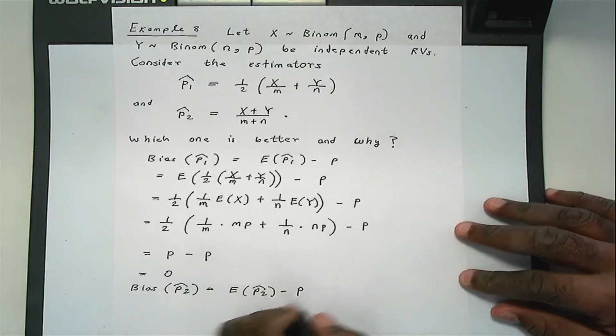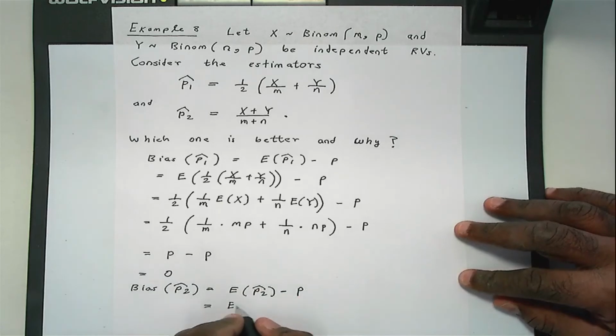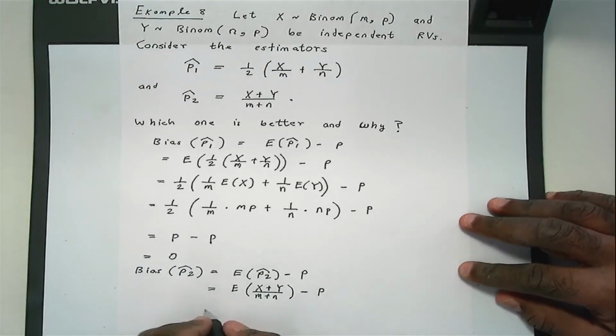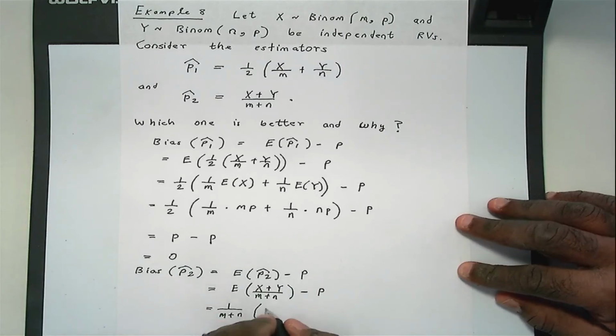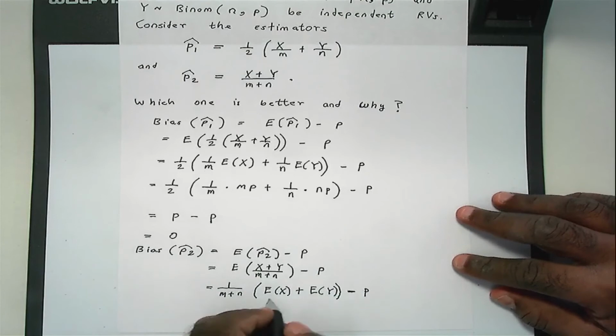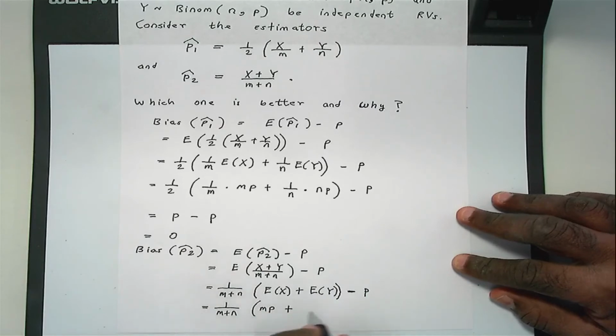Right? This is the expected value of x plus y. Okay. Now taking the expectation inside, we get the expectation of x is m times p, and the expectation of y is n times p.